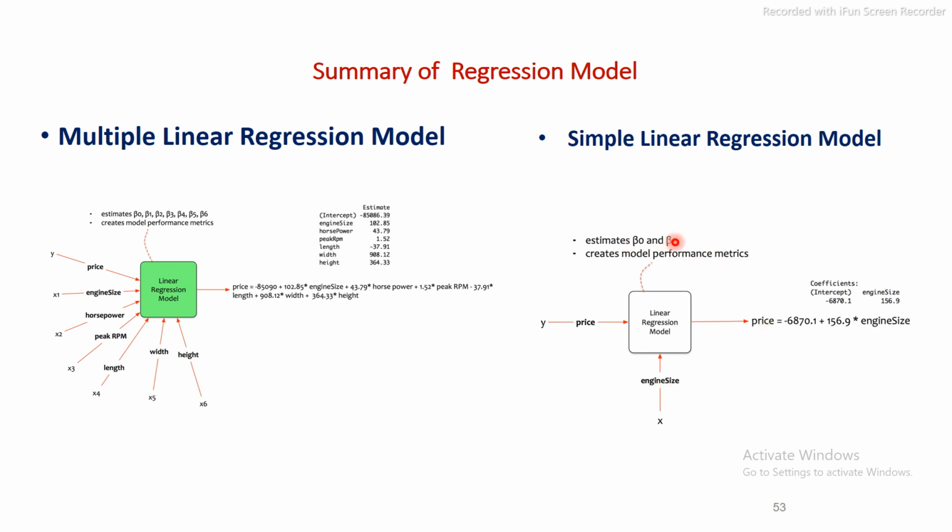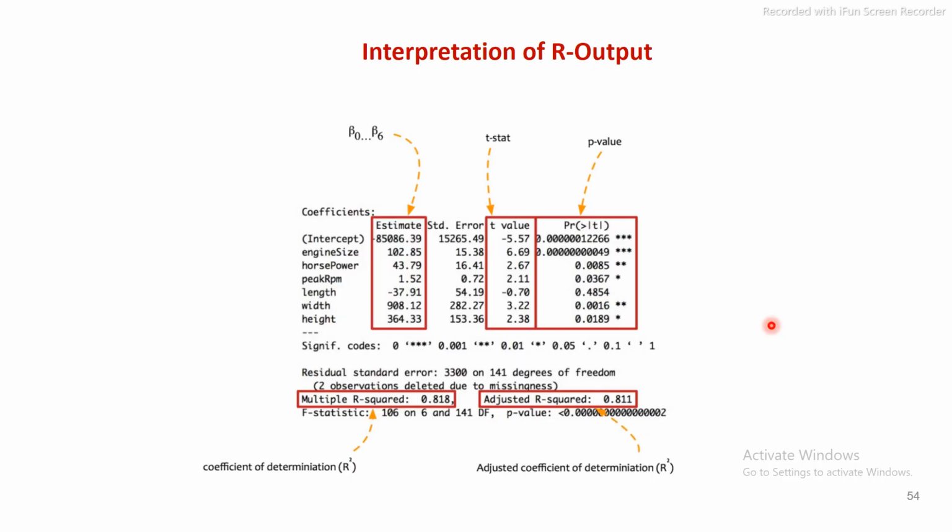Similarly, for a simple linear regression, price is depending on engine size, and the estimates are the beta coefficients. Let's say through some data points they have calculated price equal to the residual plus engine size and its coefficient 156.9. If you have new data, let's say engine size is 20, you will multiply it and we can easily calculate the price. So this is how we can distinguish between multiple linear and simple linear regression.